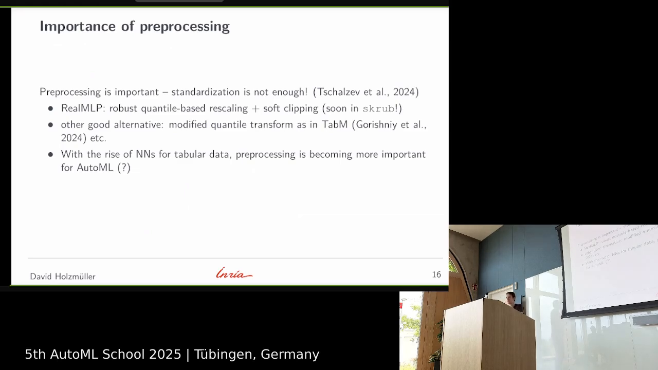Also, I mentioned already that preprocessing is important, and naive preprocessing is not good enough. And I think there are two especially good methods. One is ours, and one is a quantile transform-based method. But in general, I think preprocessing should become more important for tabular AutoML, because now we have good neural nets. When we had boosted trees, we didn't really need numerical preprocessing, but now we need it, and we should probably also tune it.